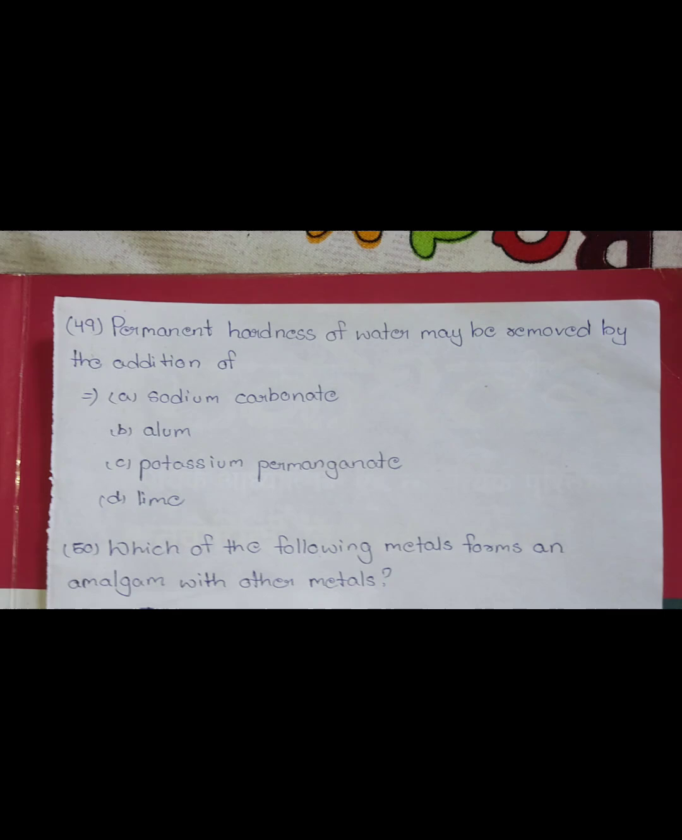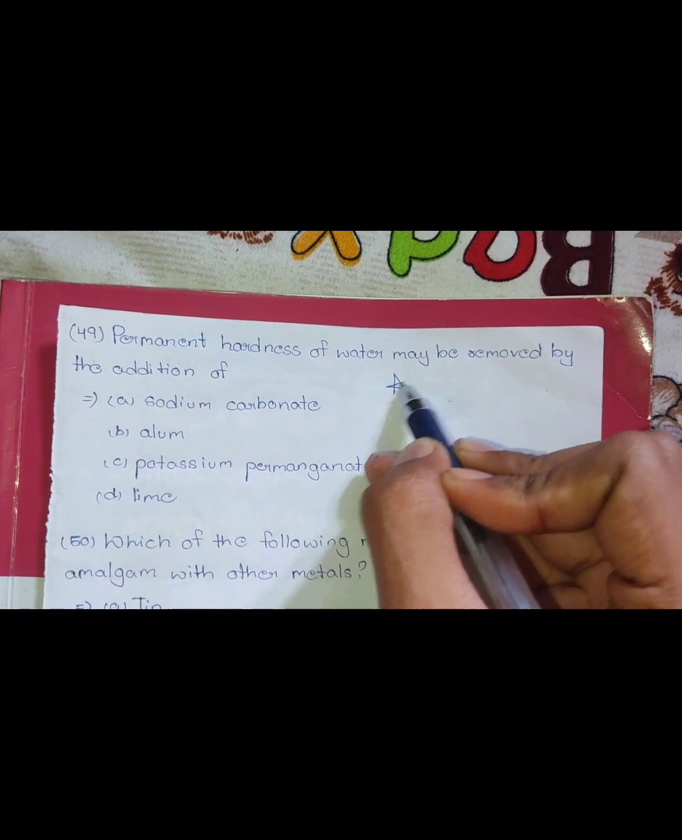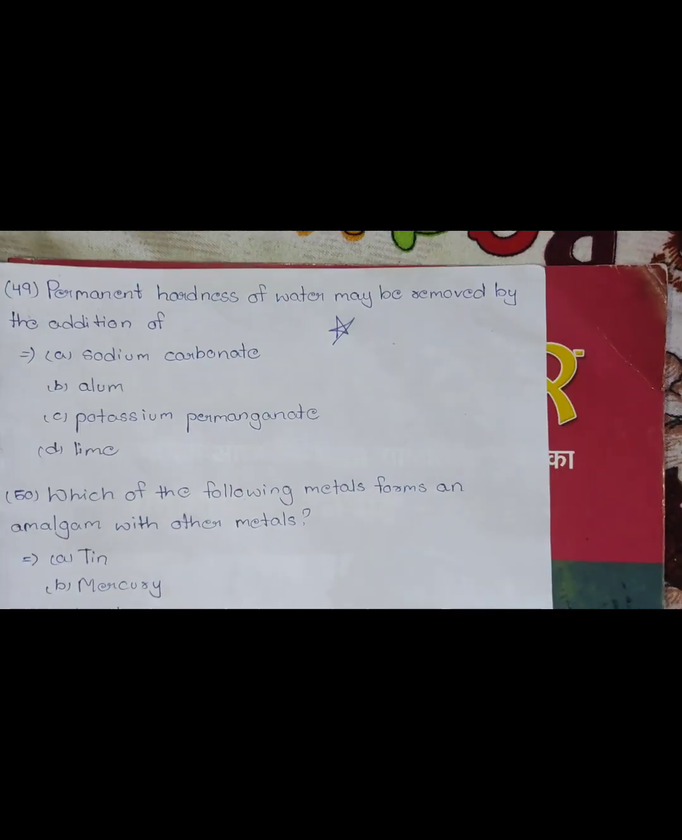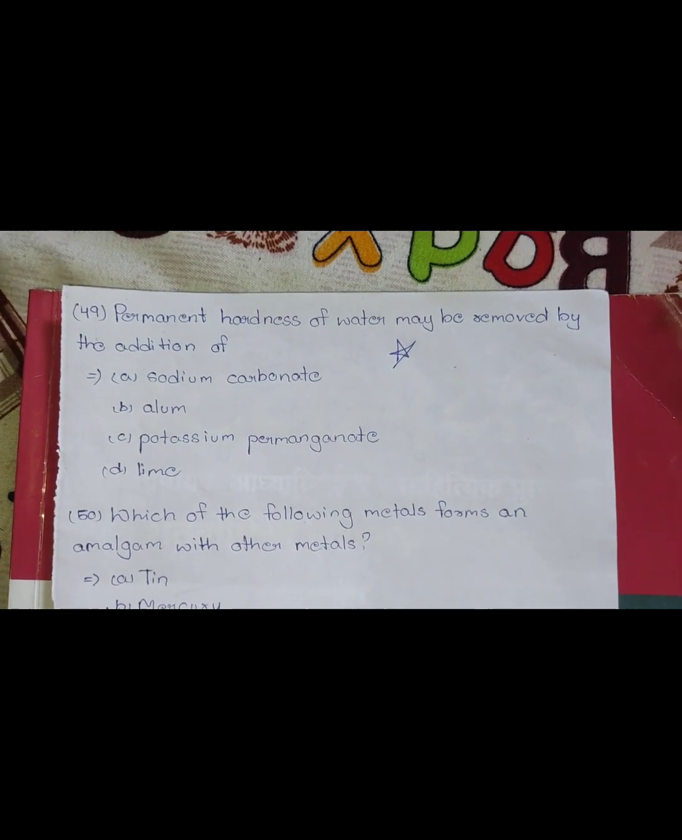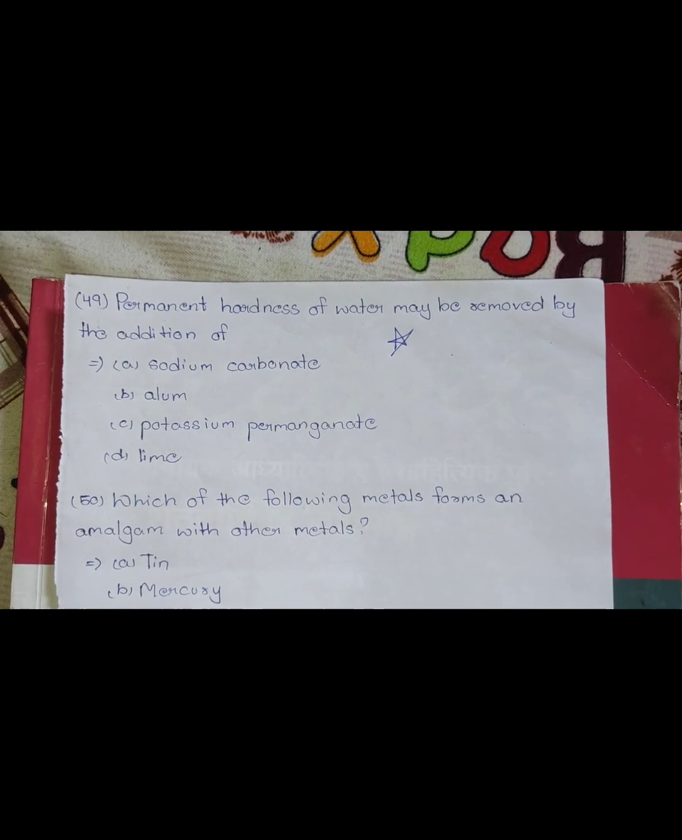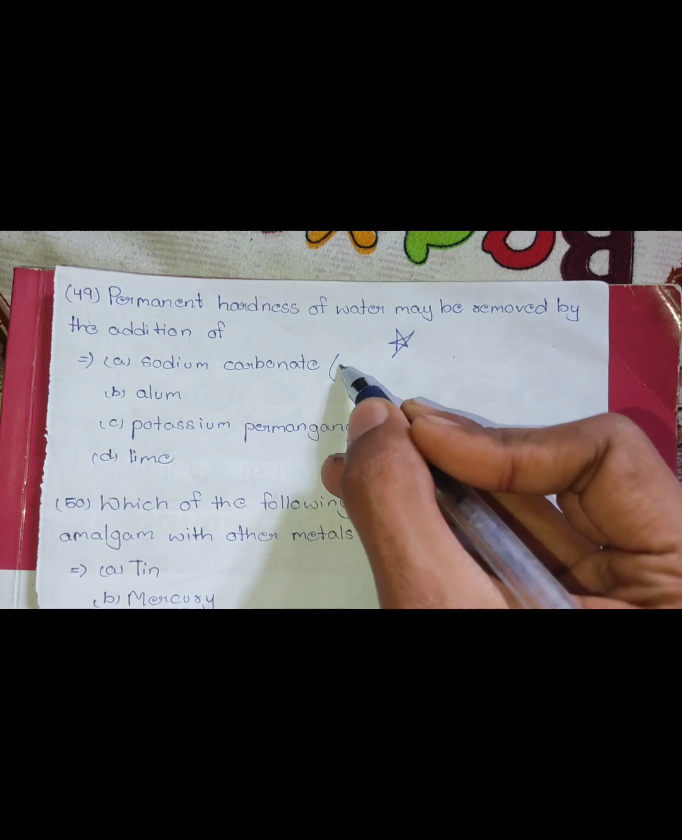So moving forward to the last questions of this set. Permanent hardness of water may be removed by the addition of. This is one of the most important questions, so please note it down or take a screenshot. Option A sodium carbonate, option B alum, option C potassium permanganate, option D lime. So the right answer is option A sodium carbonate.